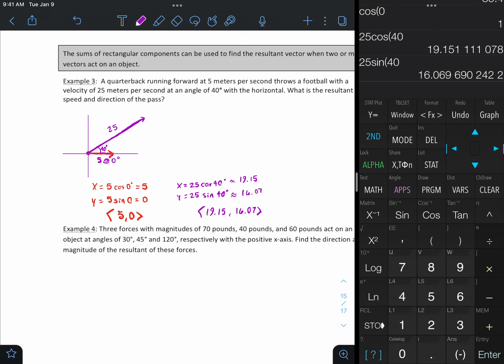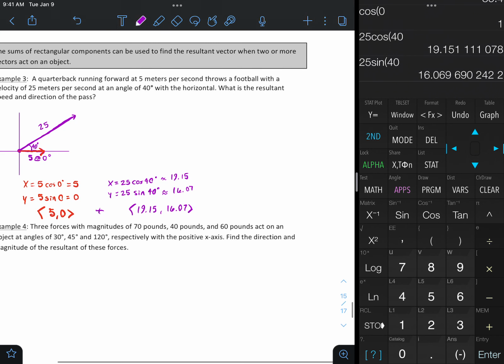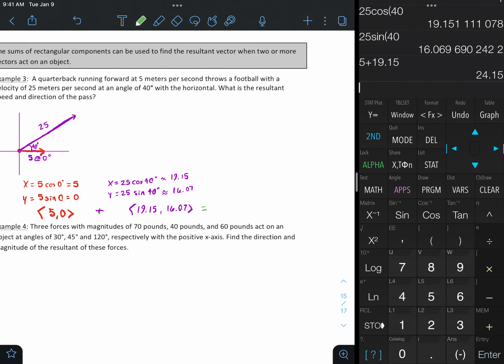So the big idea yesterday, we talked about adding multiple vectors in component form. So all you're going to do here is add these, and this is going to get your true component form, I guess. So if you add those, the 5 plus the 19.15, I guess I could have done that in my head, 24.15, and then the 0 plus the 16.07 would just be 16.07.